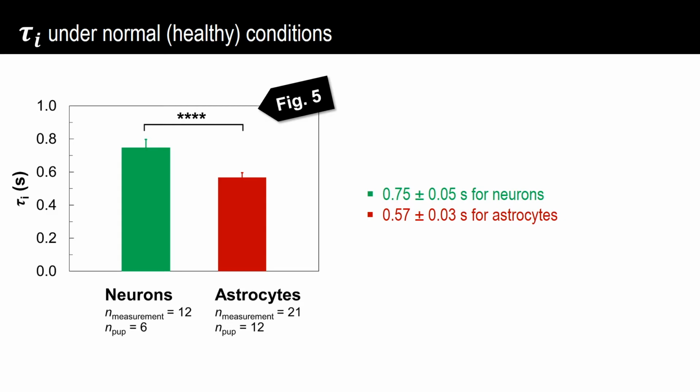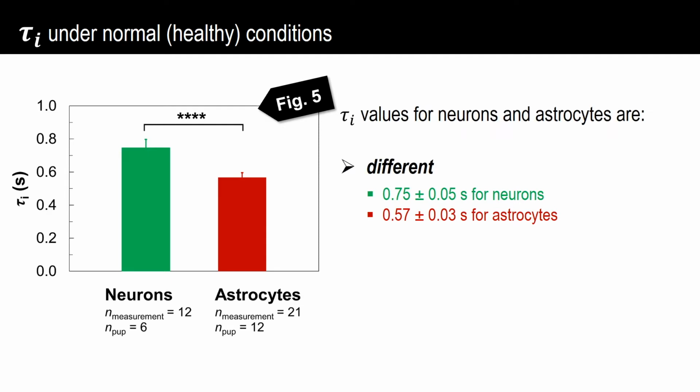So figure 5 shows the tau I measured separately for neurons and astrocytes. It's about 0.75 second for neurons and 0.57 second for astrocytes. So this means on average the water volume is shuffled once to twice per second between the intra and extracellular compartments for these cells. And there are two take-home messages from these results. The first is the intracellular water pre-exchange lifetime for neurons and astrocytes are different, and this needs to be taken into account in the sophisticated biophysical models for the CNS.